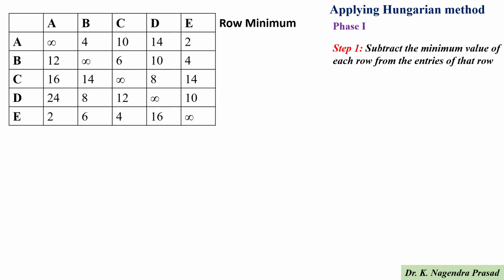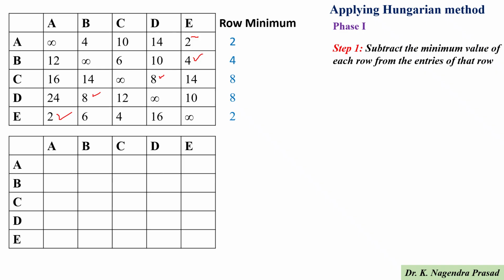In the first row, the minimum value is 2, and in the second row, the minimum value is 4. In the third row, the minimum value is 8. Fourth row, the minimum value is 8. And fifth row, the minimum value is 2. So note down all the minimum values: 2, 4, 8, 8, 2. Then subtract these values from the respective rows.